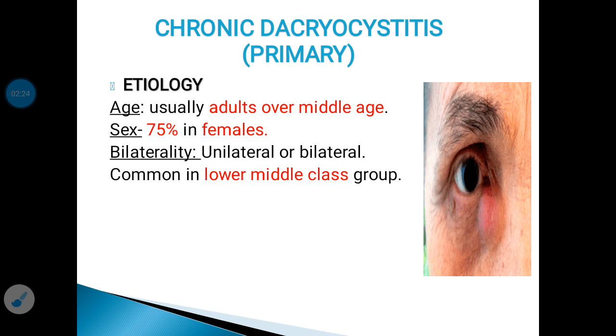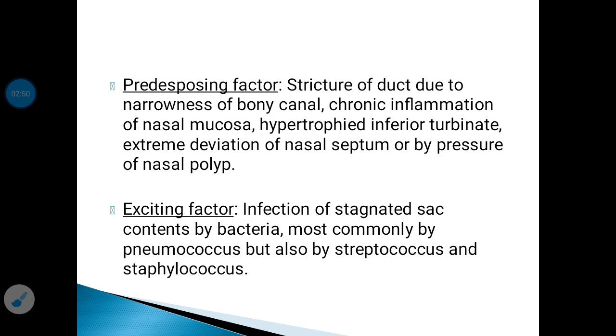Now we will study primary dacryocystitis. In that, the first variety is chronic dacryocystitis. Etiological factors: age-wise, it occurs in adults over middle age. The majority of cases belong to females. It can be unilateral or bilateral and is common in the lower middle class group.